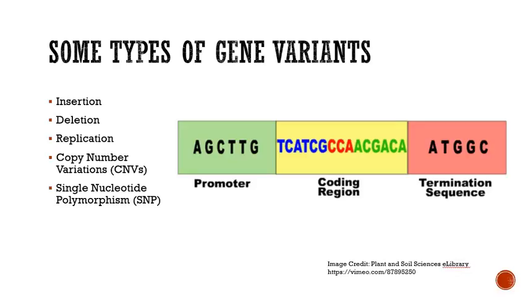But for the purposes of understanding this, think that there's a version, or allele, of a gene that's more common. Then when we look at variants, it's something that's a little bit different. So what that variation can be is different. I have some types of gene variants listed on the screen here: insertion, deletion, replication, copy number variations, and single nucleotide polymorphisms, or SNPs. We'll look at a little bit about what each of those are.